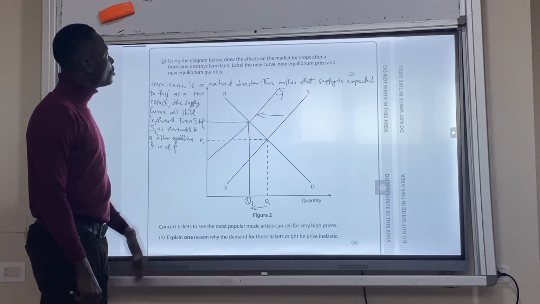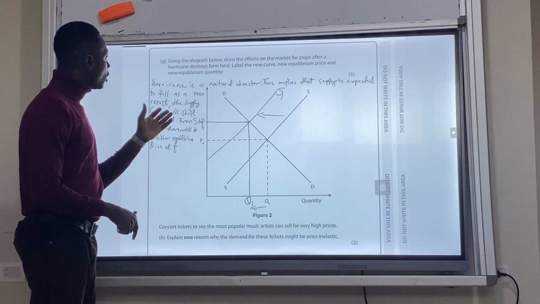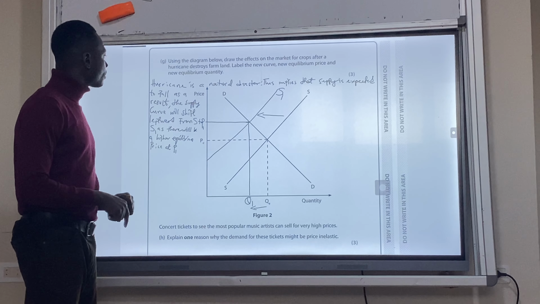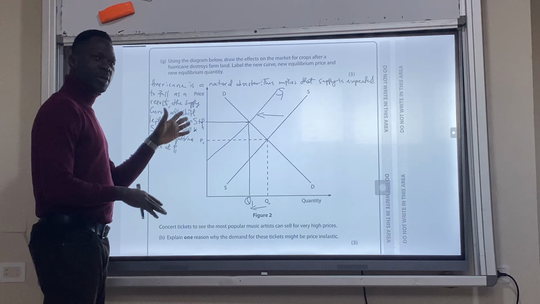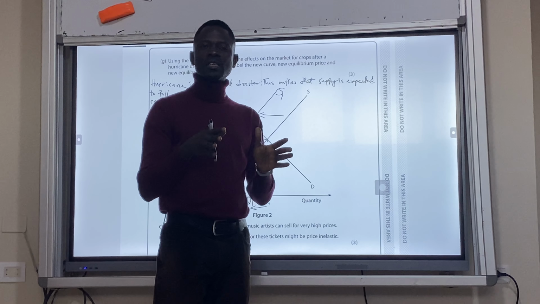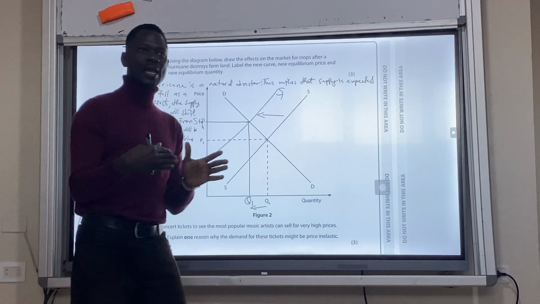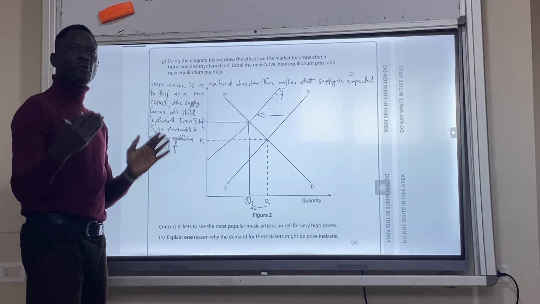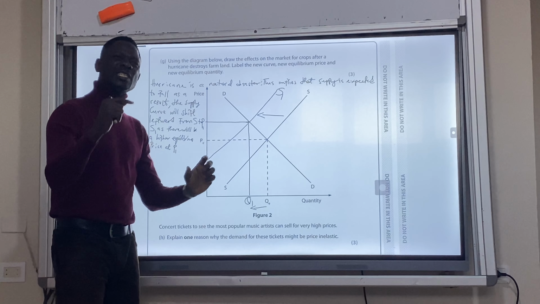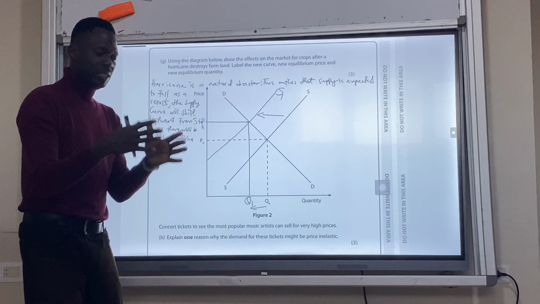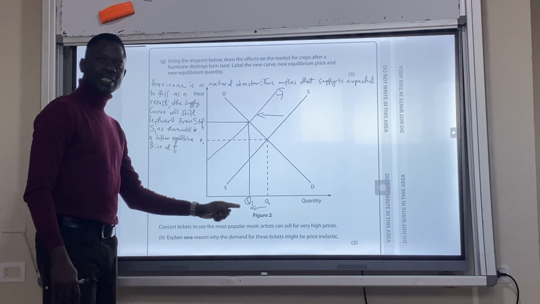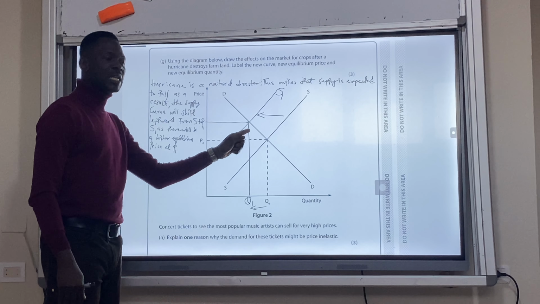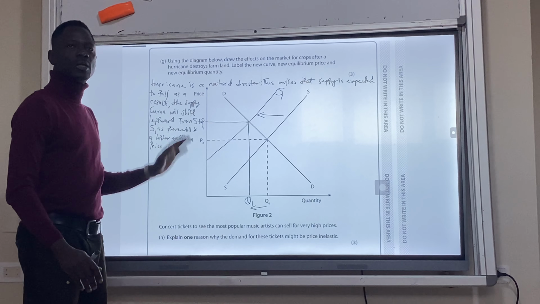It said, using the diagram below, draw the effect on the market for crops after a hurricane destroys farmland. Look at the new curve, new equilibrium price and new equilibrium quantity. So, hurricane is a natural disaster, which means with natural disaster, it is expected that the supply for crops falls as a result of that. Do you get it? So because the supply of crops is going to fall as a result of the hurricane, it means the quantity supplied in the market will reduce, will contract from QE to Q1. As a result of that, the supply curve will shift leftward from S to S1, bringing about a higher equilibrium price from PE to P1.